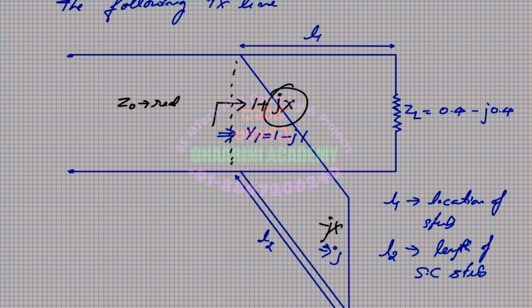Sorry, there is a minus j1. I should get a plus j1 so that this gets cancelled. So here I have 1 minus j1, right? I have to cancel this now. But now I am able to calculate L1 directly. Simply calculate that on the Smith chart.